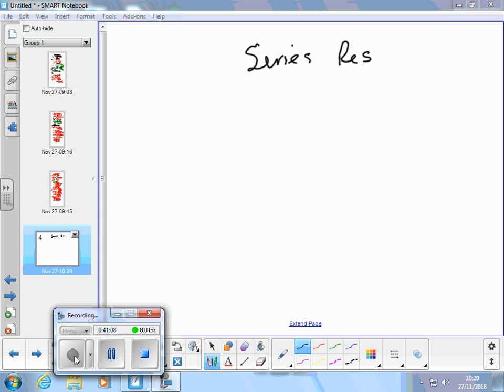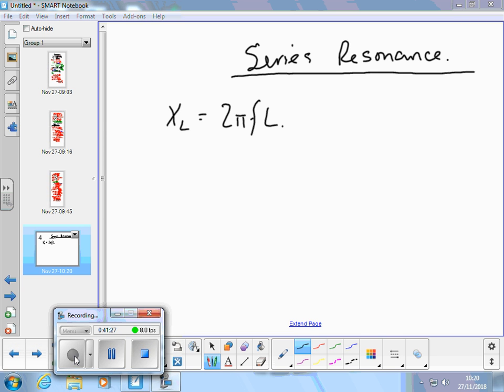Series resonance. Okay. Right. We already know XL is equal to 2 pi F times L. We can also use the angular frequency form of omega times L, where omega is equal to 2 pi F, and we know that XC is equal to 1 over 2 pi FC, or it's equal to 1 over omega C. So those facts we already know.